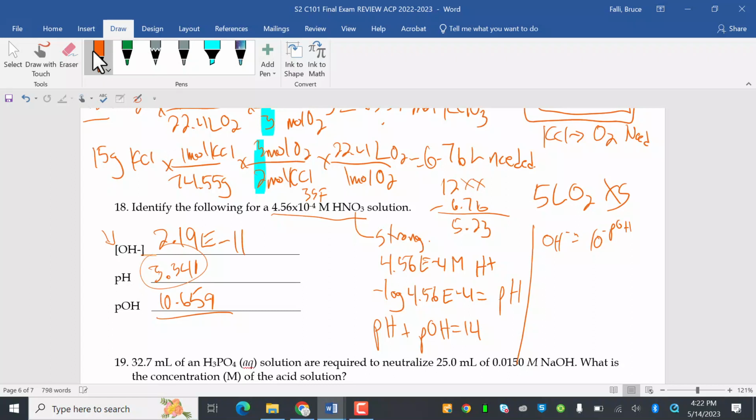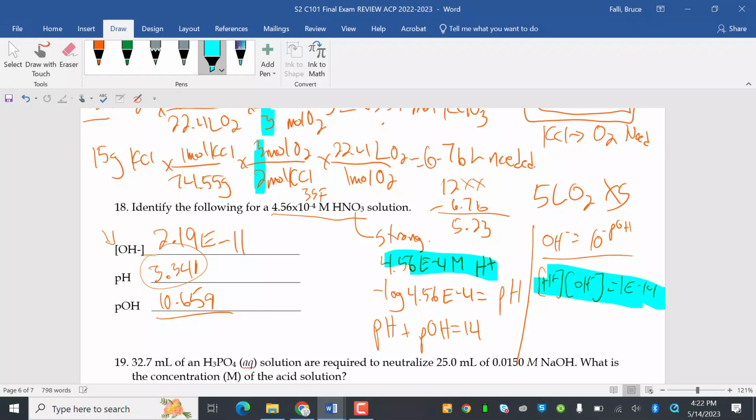So there's another way where you could do this, which would be H positive times OH negative equals 1 E negative 14. And I could have done this from the start, but I don't like that one as much. I don't know why. I just don't. I'll be honest. I'm picky. I'm not a fan of that one.